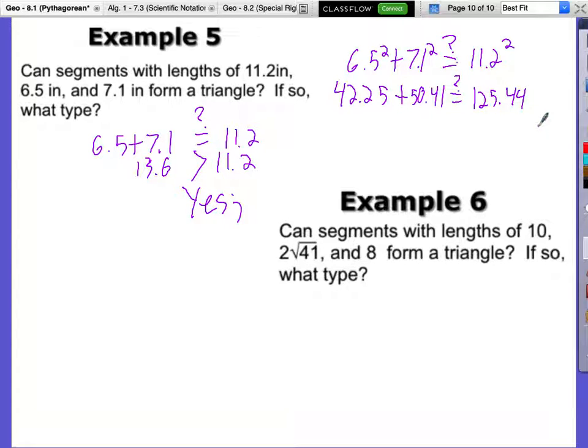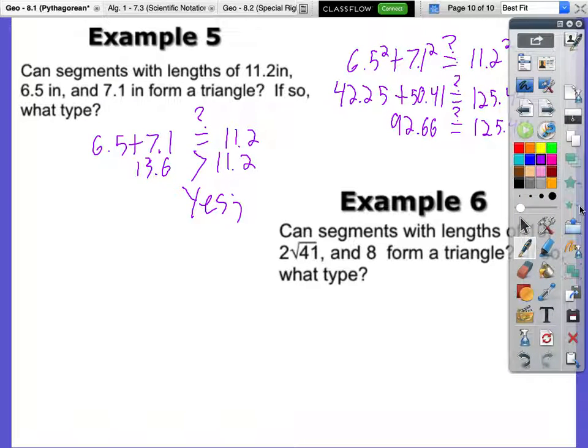Okay. So then you would add the numbers together. So we add these together. Wait, why is 50.41 still squared? Is this equal to 125.44? No. What is it compared to it? Less than or greater? Yes. So our c squared is greater.